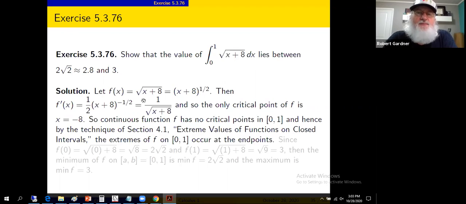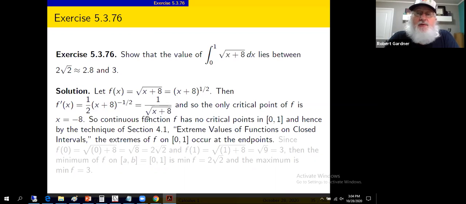But let f of x be the square root of x plus 8, x plus 8 to the 1/2. And let's find the maxes and the mins of the integrand on the interval 0 to 1. I'm looking for the minimum of f and the maximum of f in some things we stated previously. So we'll take the derivative, bring the exponent out front, subtract 1 from the exponent, use the chain rule, multiply by the derivative inside, which is 1, so it's omitted. And we get 1 over square root of x plus 8.